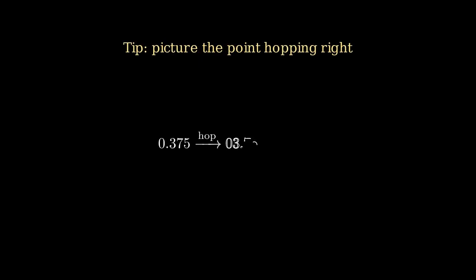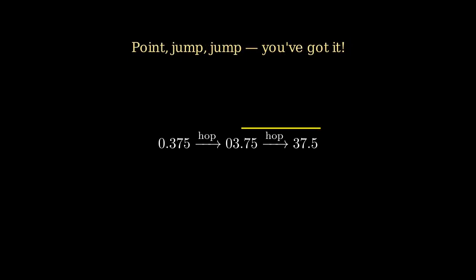So here is a teaching tip. Instead of recalling times 100 as an abstract fact, picture the rule as a physical action. Watch the decimal point itself hop 2 spaces to the right. Trace that movement with your finger if you need to: point, jump, jump, and you will never lose track of where the decimal point should land.